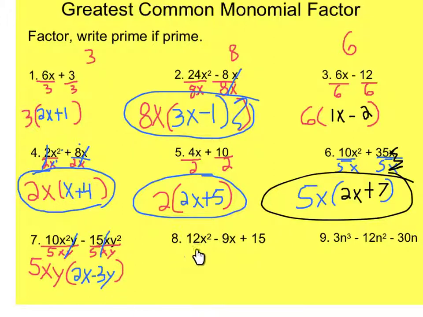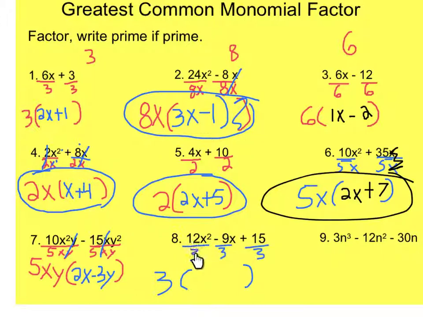All right, what's the greatest common factor between 12, 9, and 15? So the biggest number that divides all of them is going to be 3. Next, I have 2 x's here, 1x here. Well, but there's no x's here, so you can't take the x's out. So all you can do is divide by 3. Divide them all by 3.